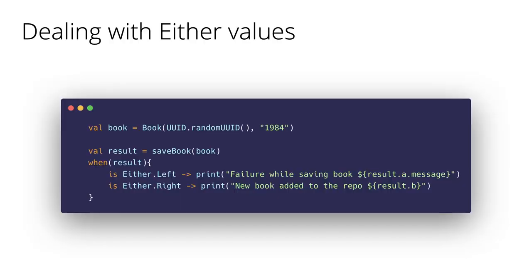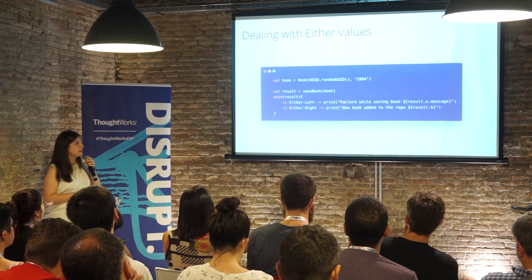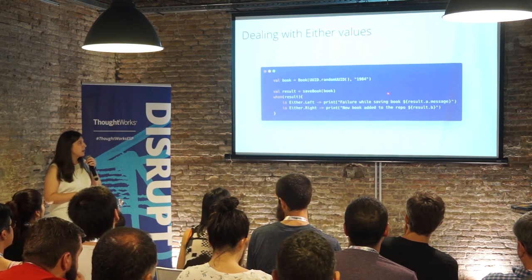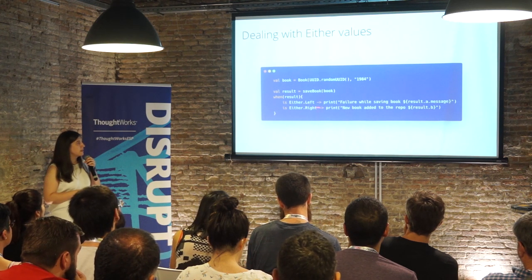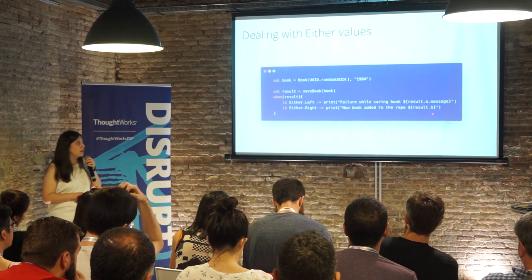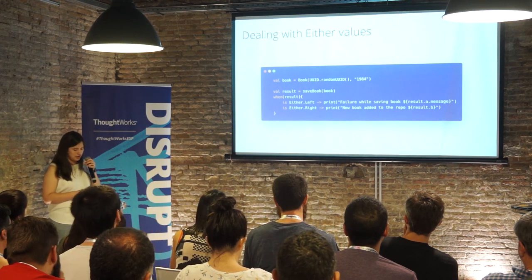Again, we can use pattern matching. If we have a result with an Either in the left part, we are going to print this nice message. And if it's right, we are going to print this other message. In this case, we are going to specify the failure that we found. And if we have a success, we are going to print a message with the identifier that we saved.